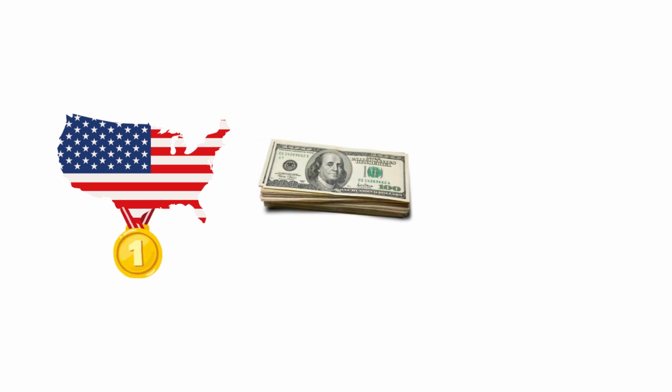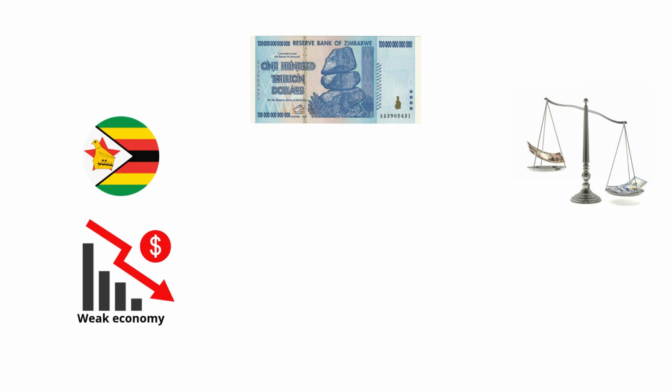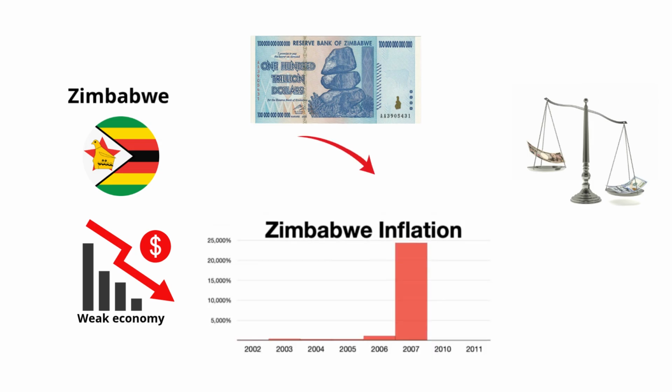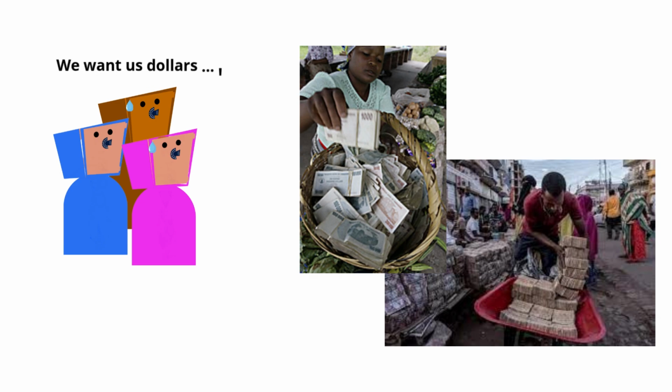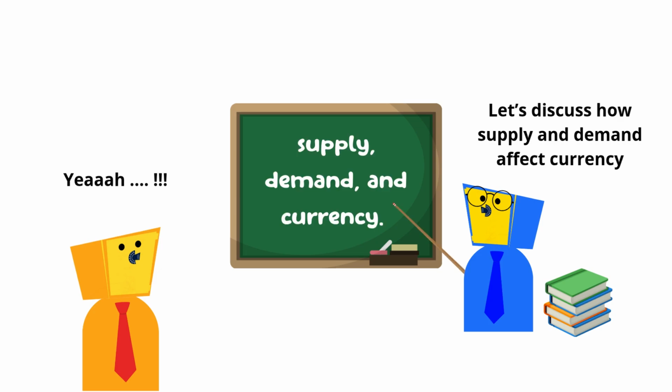That's why money from strong economies like the US dollar is usually worth more, because many people around the world want to use it. But money from weaker economies like Zimbabwe, which had very high inflation, is worth much less because even the local people don't want to use it. So, in the next section, we will look at how supply and demand affect the value of money.